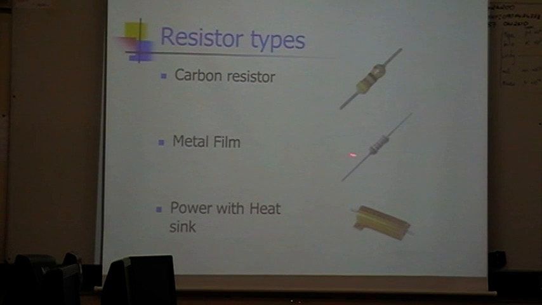You have a metal thin film resistor, which is a lot smaller and used in small electronic components. You also have a power heatsink type, used for dissipating heat.